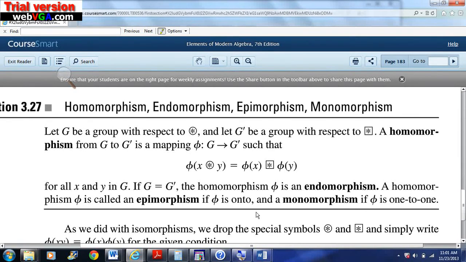Okay, and last but not least, a monomorphism. Phi is a monomorphism if phi is 1 to 1. So once again, for a homomorphism, phi does not have to be onto, it does not have to be 1 to 1. But for an epimorphism, it has to be onto. For a monomorphism, it has to be 1 to 1. So those are the definitions that we have in this section.